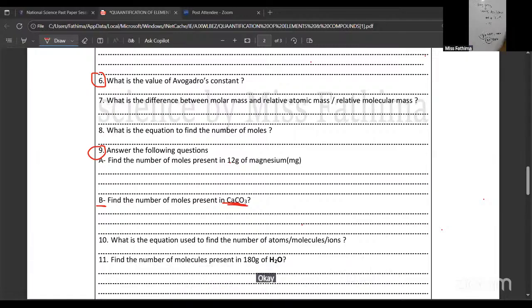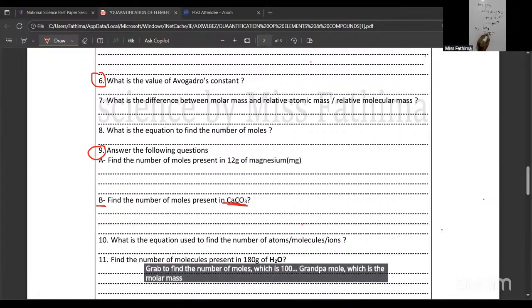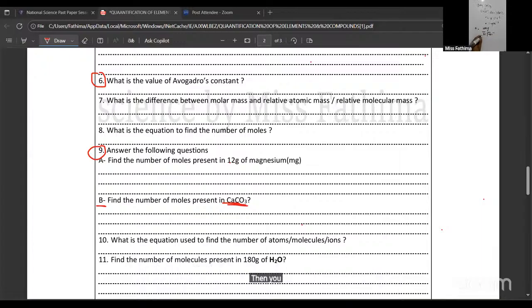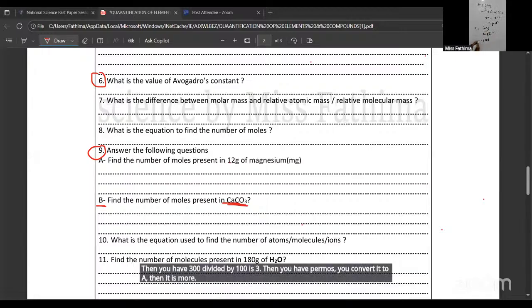Okay. So this is the number of moles, and then the molar mass, which is gram per mole, right? Then you have 300 gram. To find the number of moles, the molar mass is 100 gram per mole. Then you divide, cut off the gram and gram. Then you have 300 divided by 100, which is 3. Then you have per mole, you convert it, and then it is mole. 3 mole.